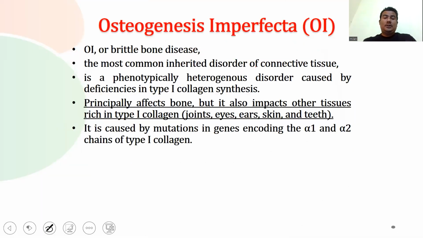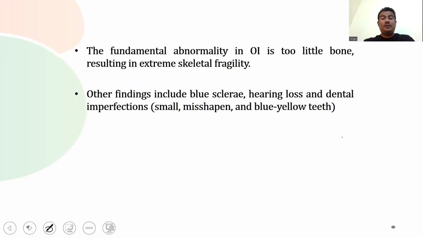Osteogenesis imperfecta is also known as brittle bone disease, and it is the most common inherited disorder of the connective tissue, caused by deficiency in type 1 collagen synthesis. Principally, osteogenesis imperfecta affects the bones, but it also impacts other tissues wherein we find type 1 collagen, like joints, eyes, ears, skin, and teeth. It is caused by mutation in the genes that encode type 1 collagen, namely the alpha 1 and alpha 2 genes. The fundamental abnormality in osteogenesis imperfecta is very little bone.